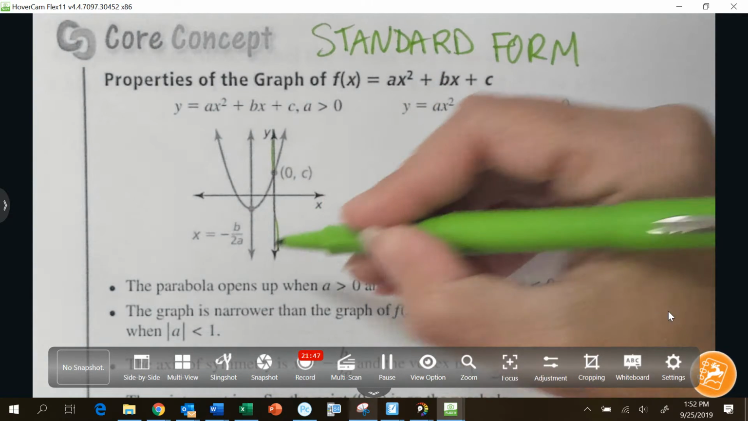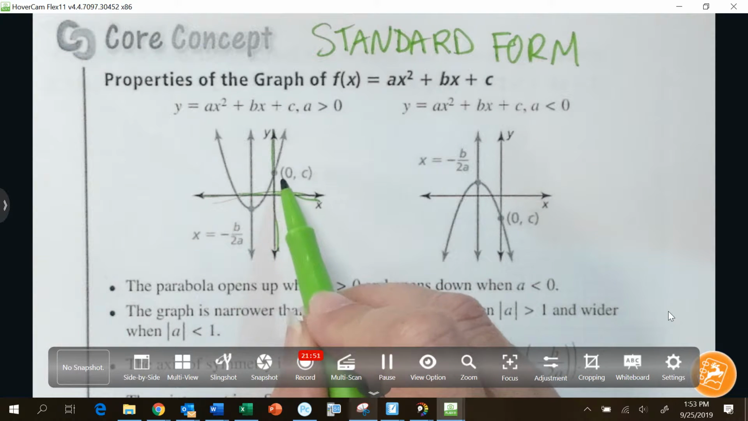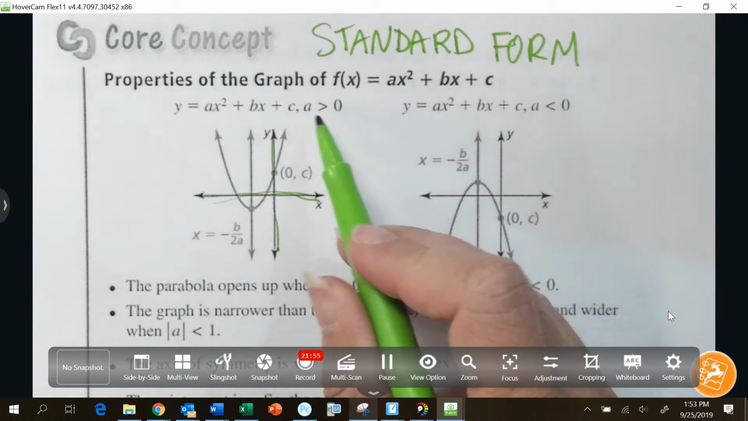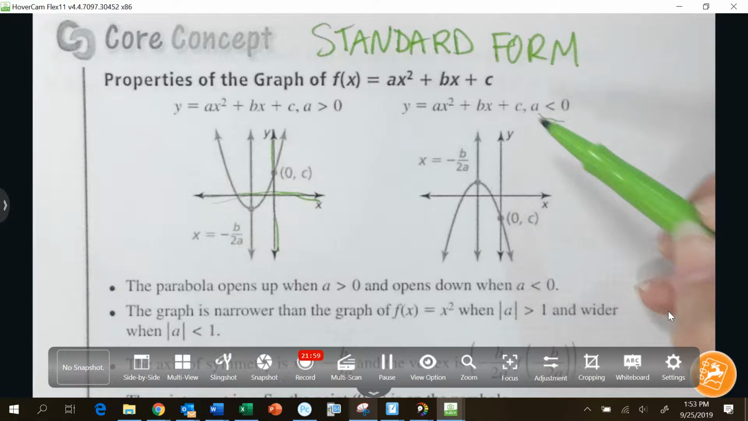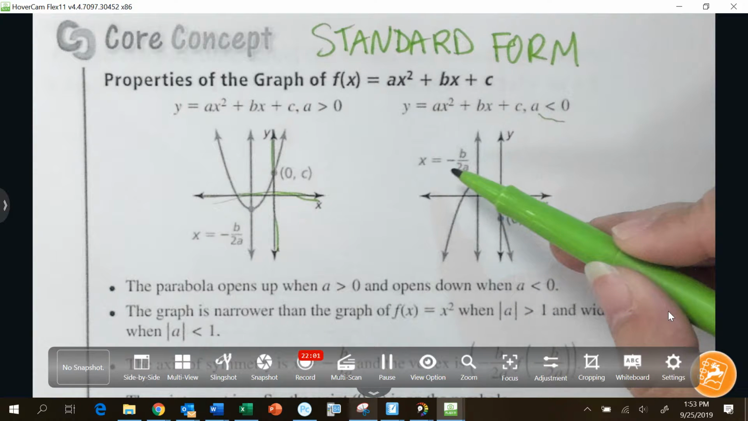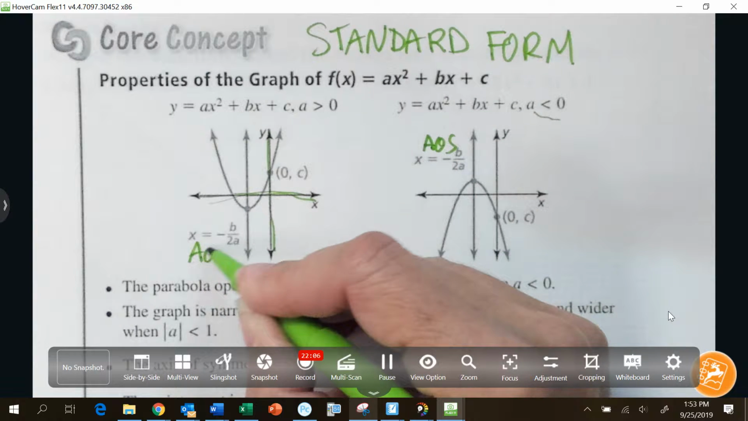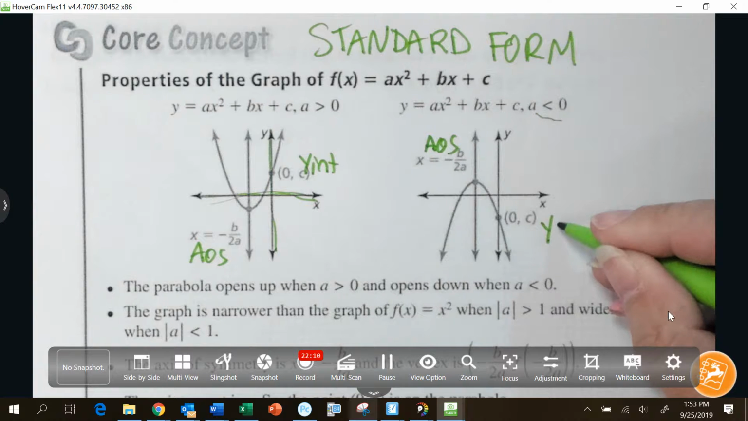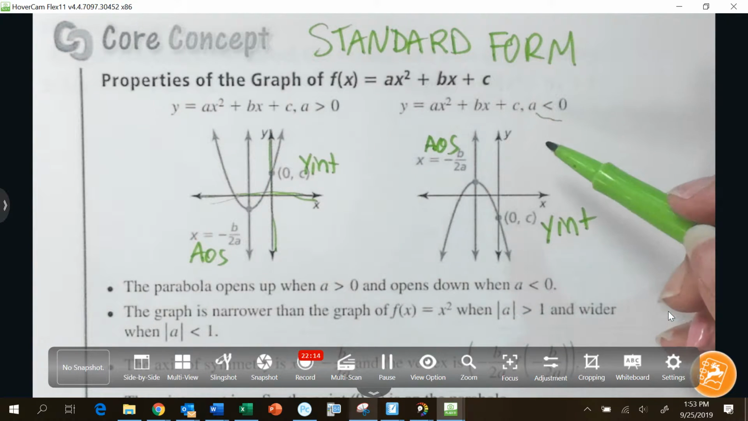This is the y-axis. I got confused for a second. The y-intercept would be 0, and then whatever the c value is. Over here, this would be when x is less than 0, so it's going to open down. We still have x equals negative b over 2a for our axis of symmetry, and our y-intercept is still 0c. It's just the a value that changes if it's up or down.